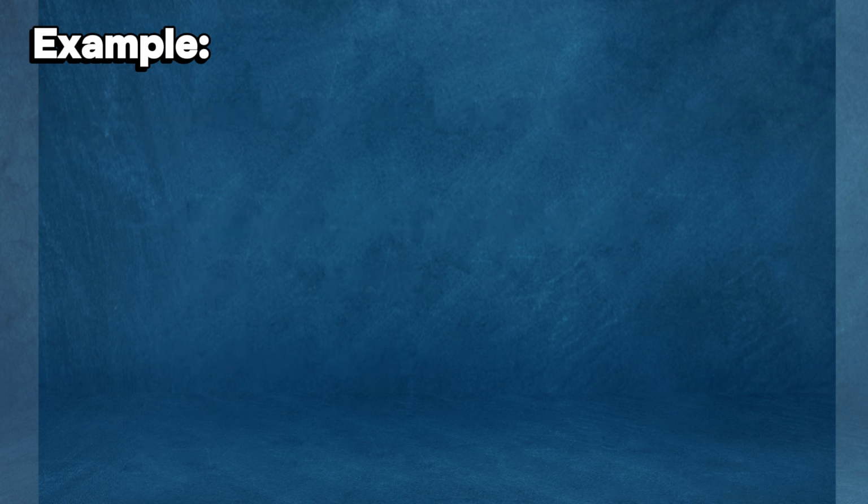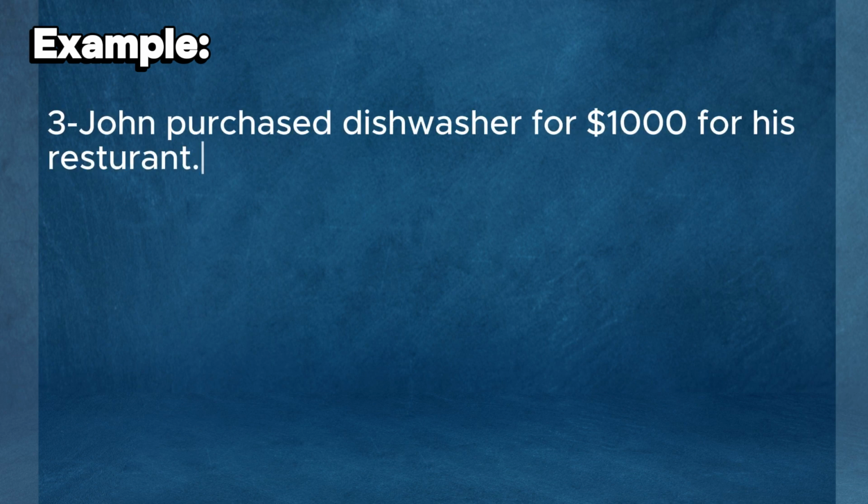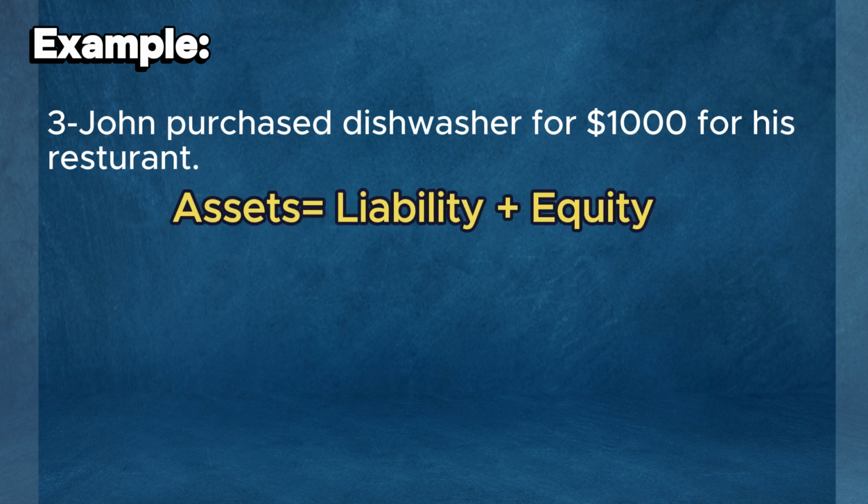Let's take a final example. In this example, John purchased a dishwasher for $1,000 for his restaurant. As it is a restaurant business, let's assume that this dishwasher is an asset. So, what will be the impact on the accounting equation? For this specific example, the effect will be only on the asset side. This transaction will have no effect on the liability or equity.